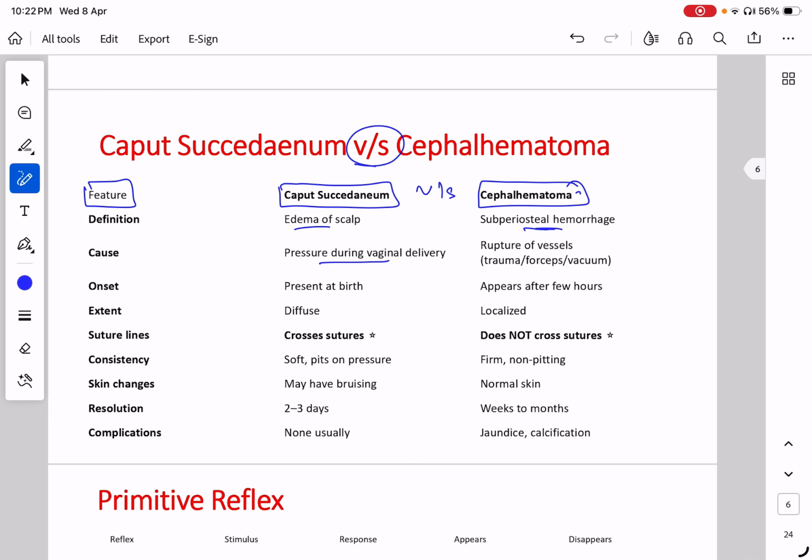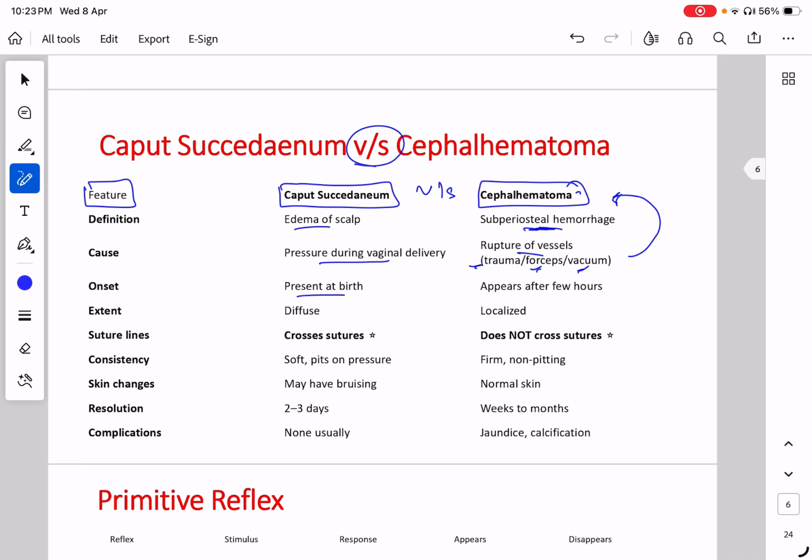It leads to caput. It is common. And rupture of vessels due to trauma, forceps delivery, or vacuum leads to cephalhematoma because of subperiosteal hemorrhage. So, in normal vaginal delivery, only due to the normal physiological pressure of the female genital tract, it causes edema of the scalp, so it is caput. And if subperiosteal hemorrhage takes place due to rupture of vessels, due to any birth trauma, forceps delivery, or vacuum delivery, it usually leads to cephalhematoma.